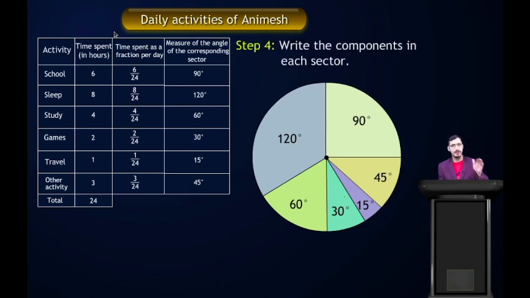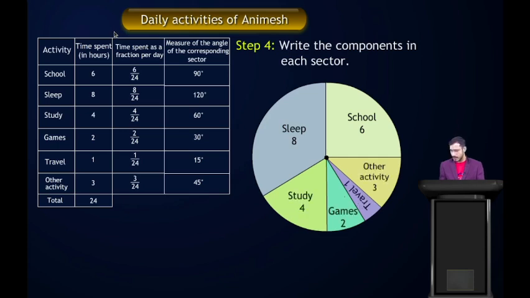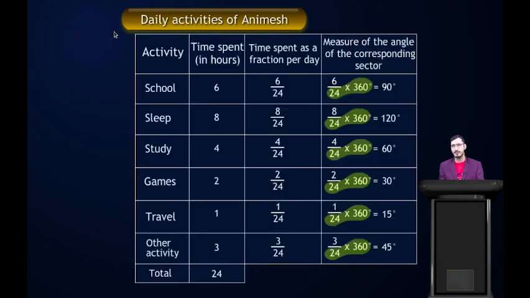Now write the components in each sector. Like this: 120 degrees means sleep, so we write sleep here. 90 degrees is school, so we write school here. 60 degrees, you can see study. 30 degrees games, and now travel and other activity. Okay, so we can draw a pie chart.